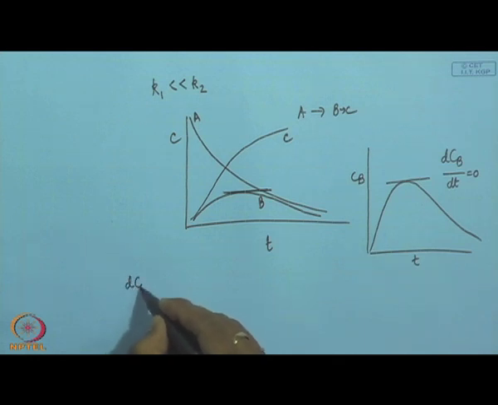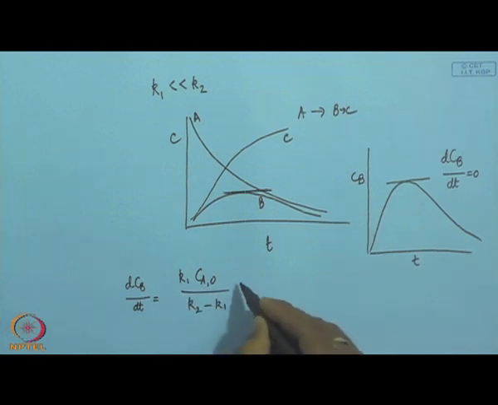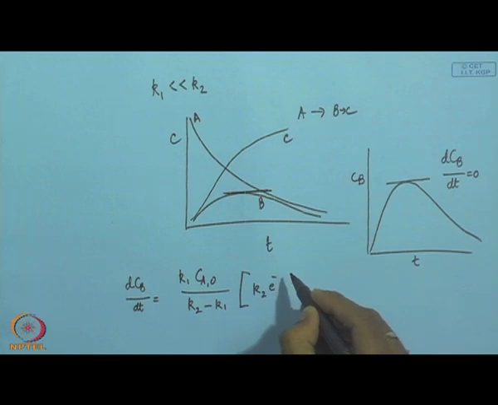So, dC_B/dt is equal to K1 C_A0, recall earlier slides, over K2 minus K1, then exponential of minus K1 t minus exponential of minus K2 t. Okay, let us go back to the earlier slide.